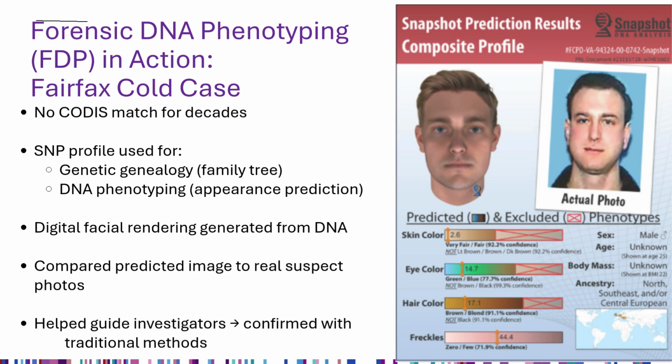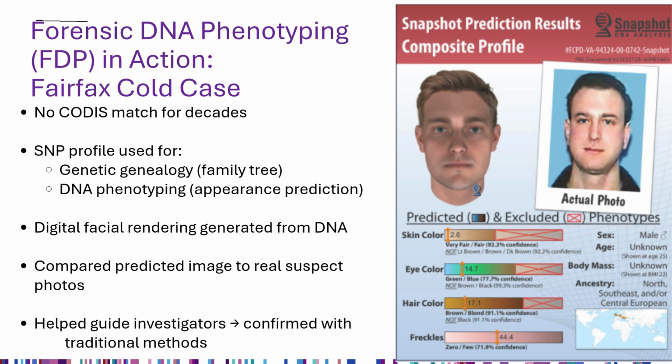The genealogy component helped build a family tree and narrow down potential individuals. And then importantly, the phenotyping component was used to generate a digital facial rendering based on the suspect's DNA. This rendering predicted physical traits like ancestry and facial features, essentially acting as a kind of genetic witness. Investigators were then able to compare this predicted image to actual photographs of the suspect from earlier in his life, which helps support their identification.